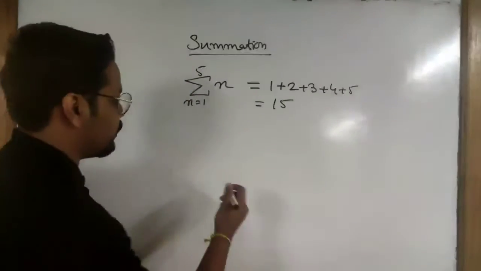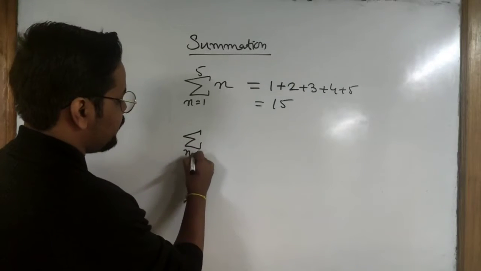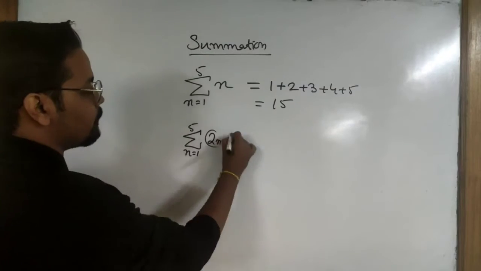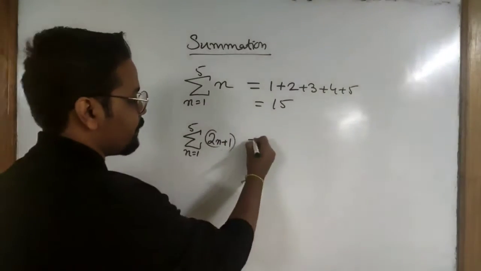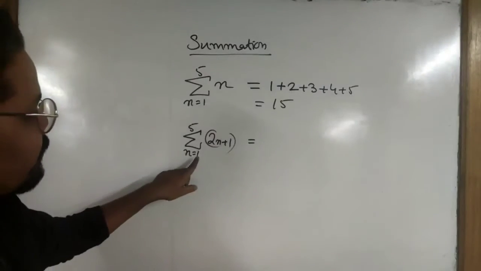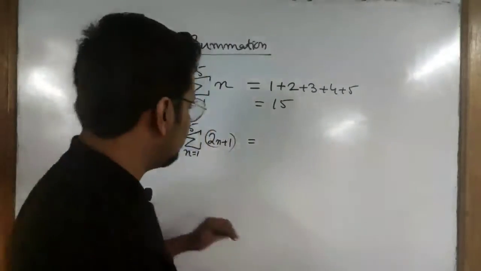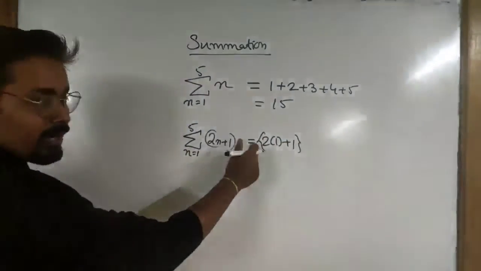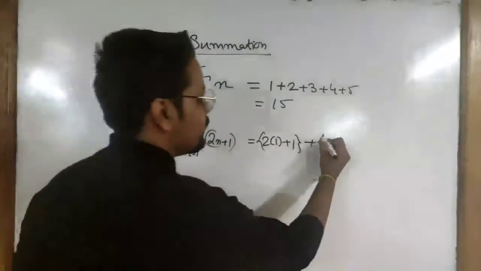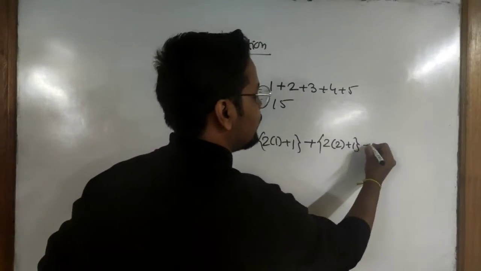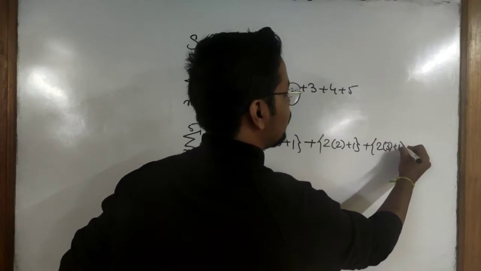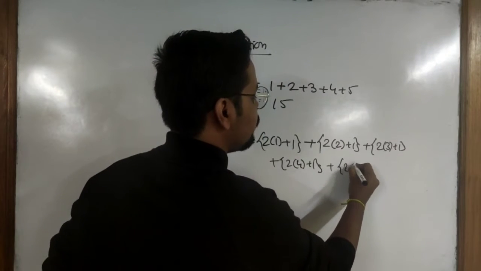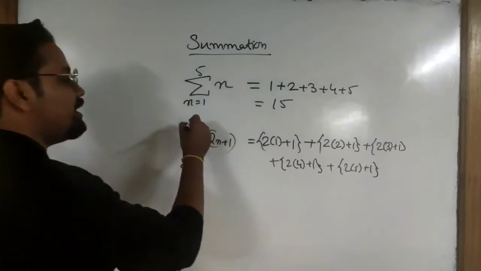Okay, let me try another one. Here let me write n equal to 1 to 5 again, and this time let the general term be 2n plus 1. What does this mean? In place of n we will write from 1 to 5, and we will keep on adding each term. The first term will be 2 into 1 plus 1, for n equal to 1. Then we add the second term, 2 into 2 plus 1. Then 2 into 3 plus 1. Then 2 into 4 plus 1, plus 2 into 5 plus 1, and we end it here because the upper limit is 5.